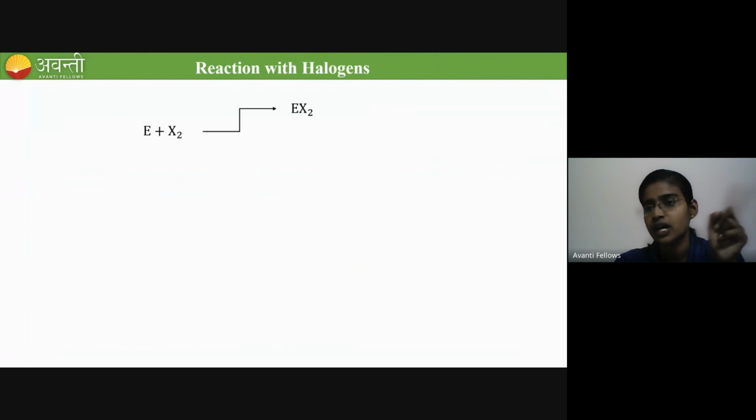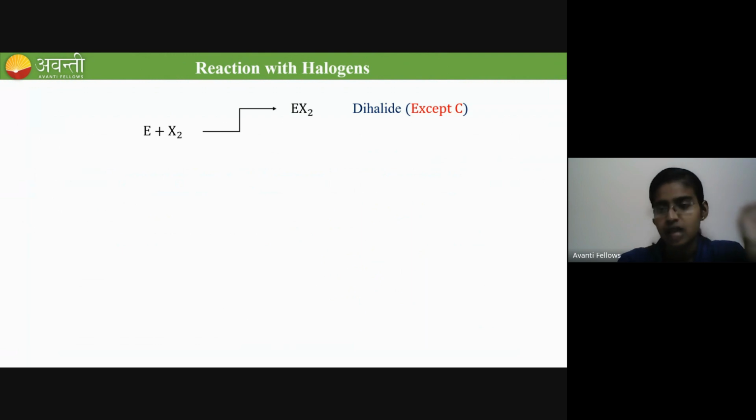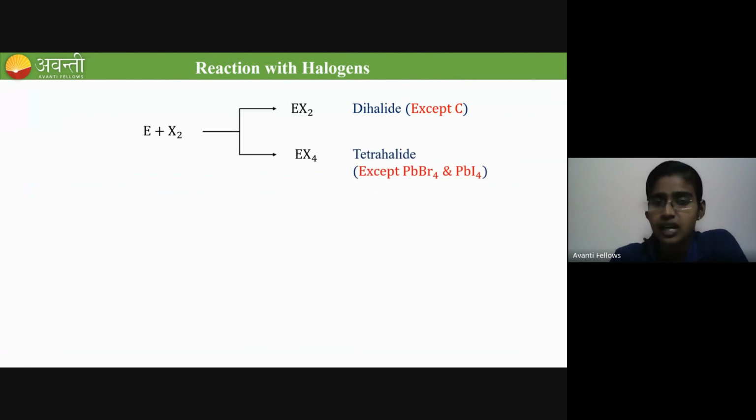One has the formula EX2, which is called dihalide, but carbon cannot form dihalide. Carbon can form only tetrahalide. Tetrahalide means a formula EX4. Carbon can form tetrahalide, but for lead, lead tetrabromide and lead tetraiodide are not there.